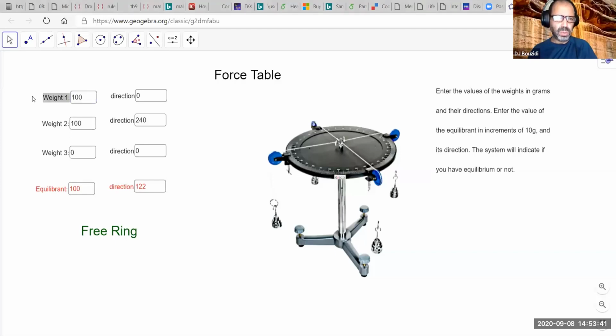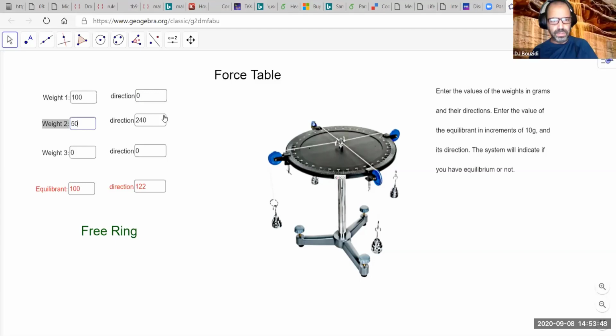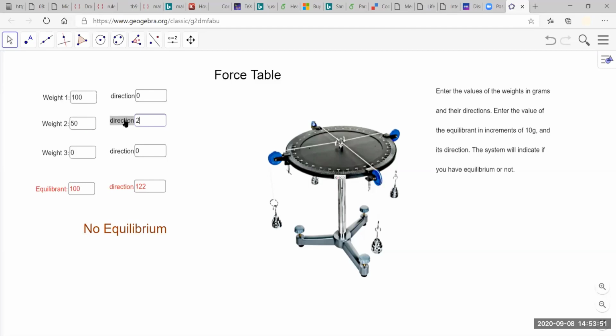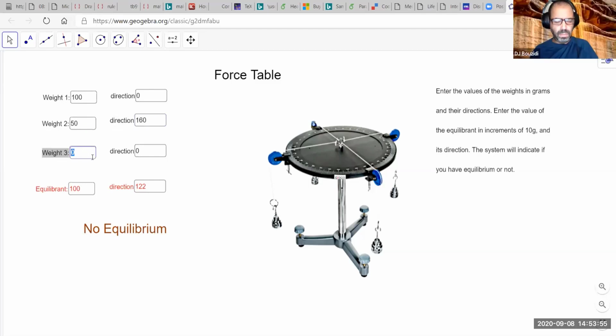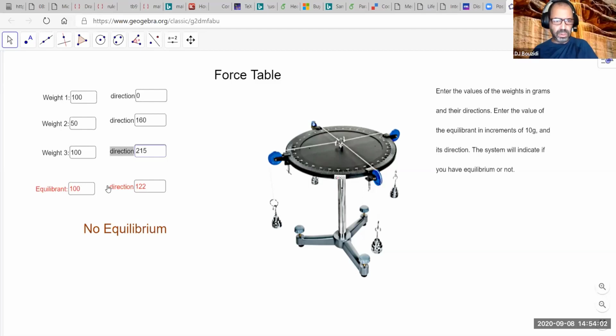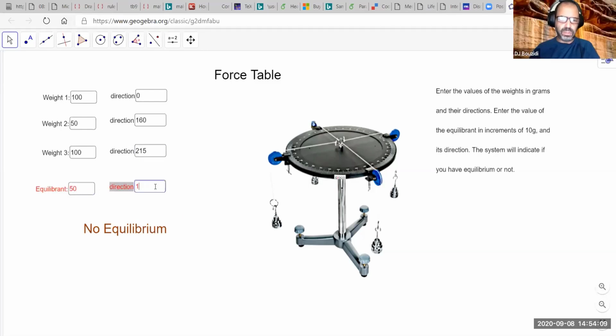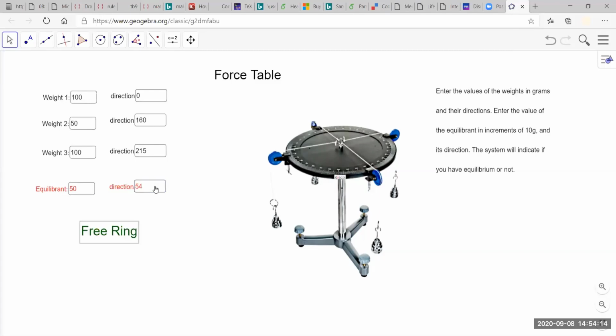Can you help me in here? What was the first one? 100 at 0 degrees. The second one? 50, at what direction? At 160. And this one? 100 at 215. And the resultant was 50 at, I mean, 54. The equilibrium was at 54. The resultant was at 200 and something. Again, it works.